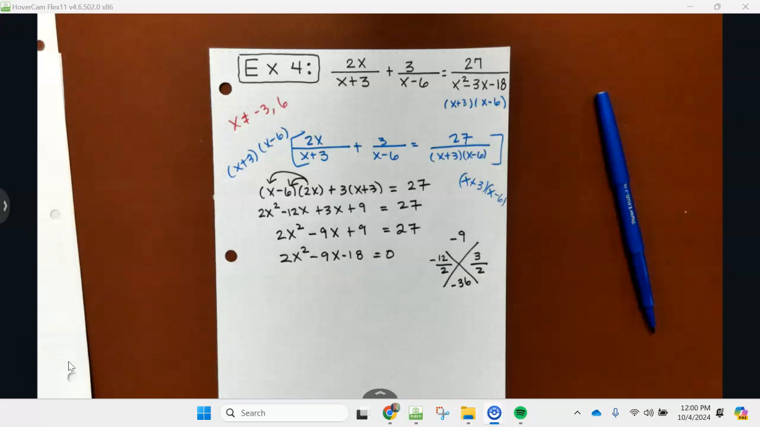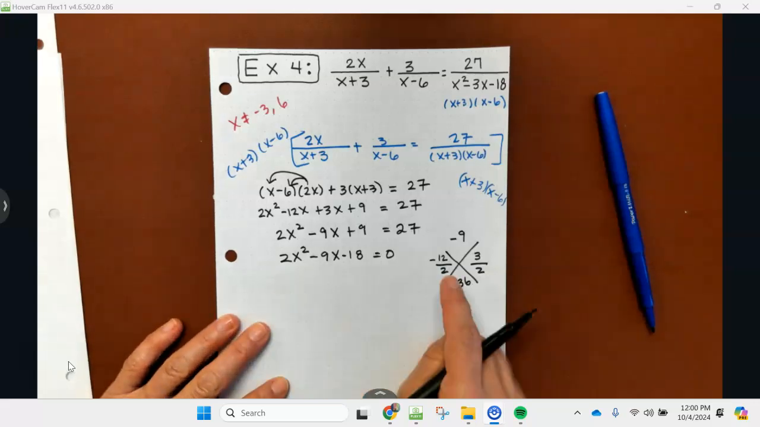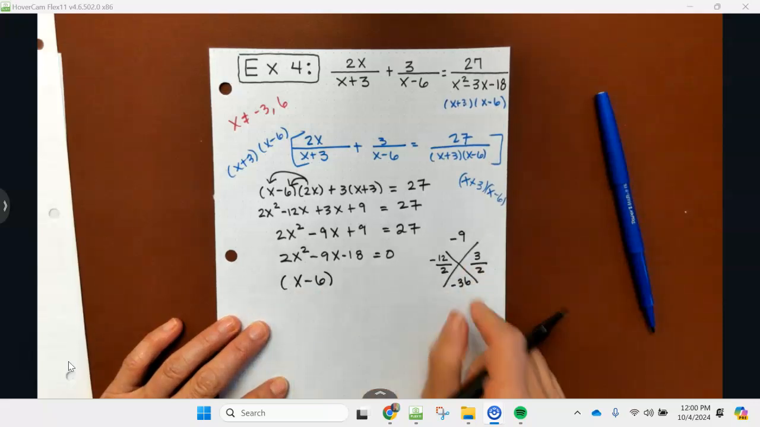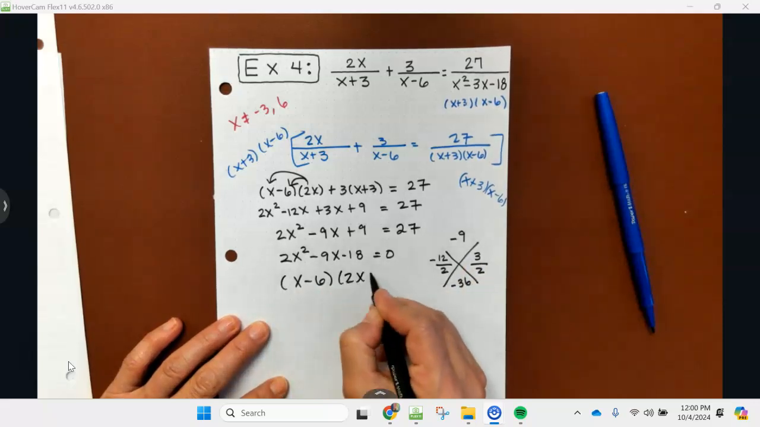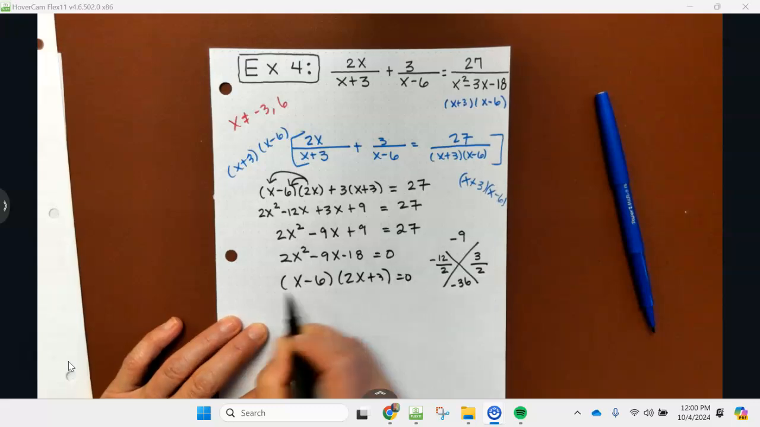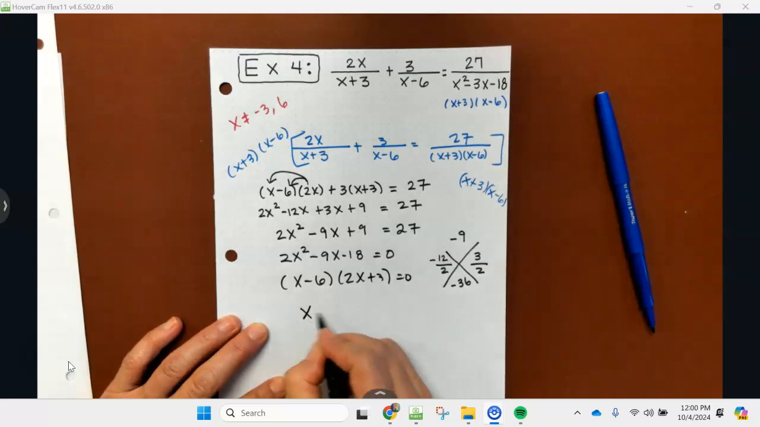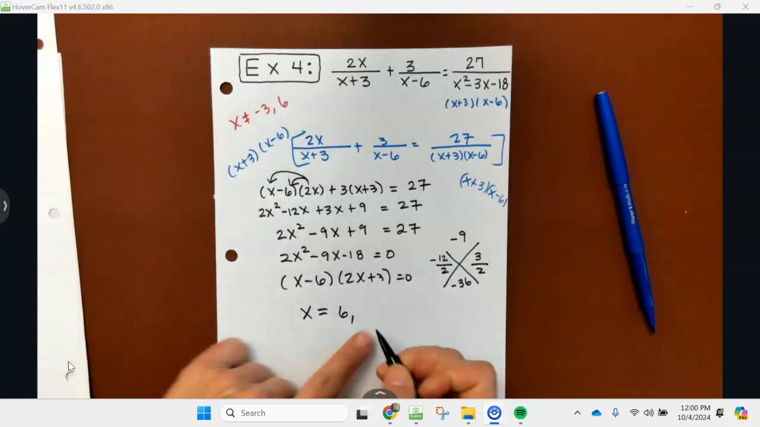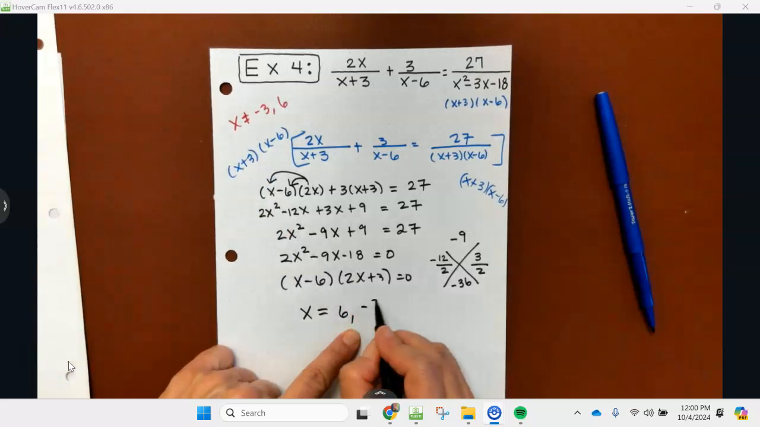All right, here we go. So this is going to be negative 12 divided by 2. That's going to be x minus 6. This is going to be 2x plus 3. All right, so guys, we know our x's are going to be a positive 6. That's going to be bad, by the way. And then this is going to be a negative 3/2.